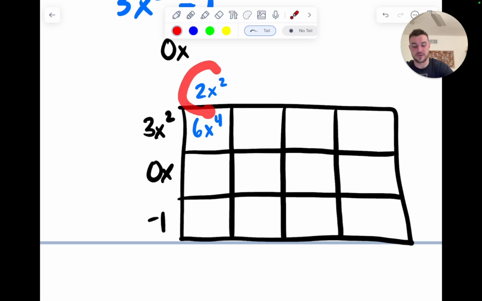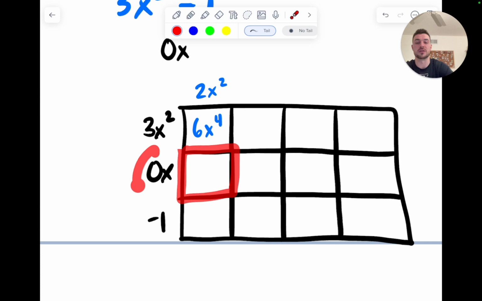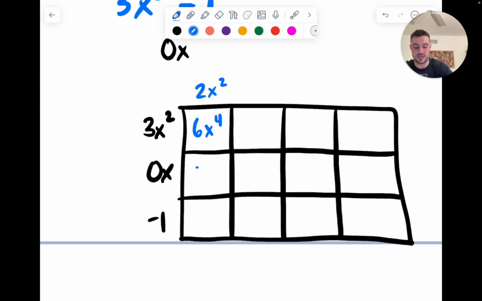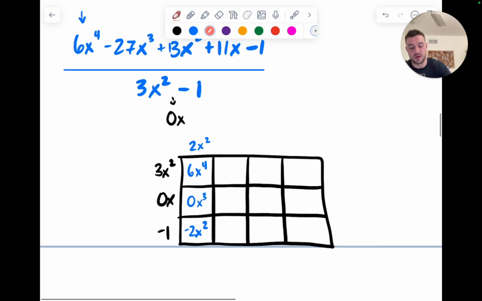Well, if I know this value, that's this length, then that means I know this length and I know this length. So I can fill in this area by doing 0x times 2x squared, which is a 0x to the third. x squared times -1 gives me a -2x squared down here. And again, here's the tricky part that we got to remember. These diagonals right here need to add to my next term, which is a -27x to the third. Well, we're only at a 0x, so I need -27x to the third to be in there.